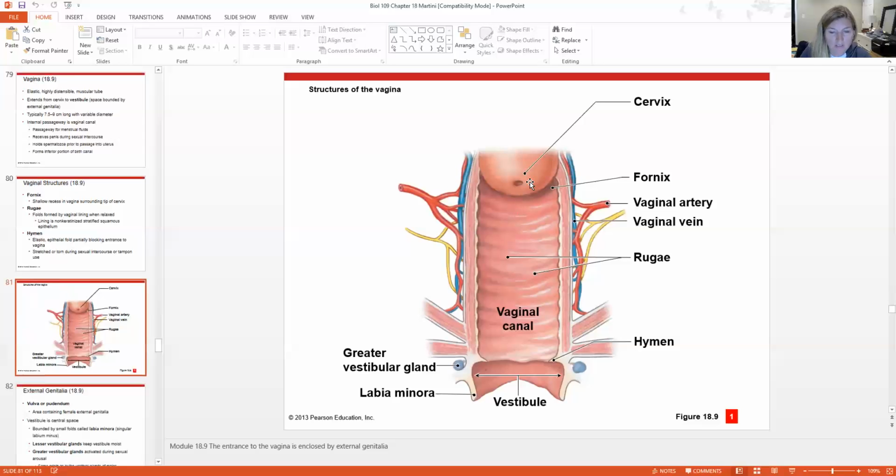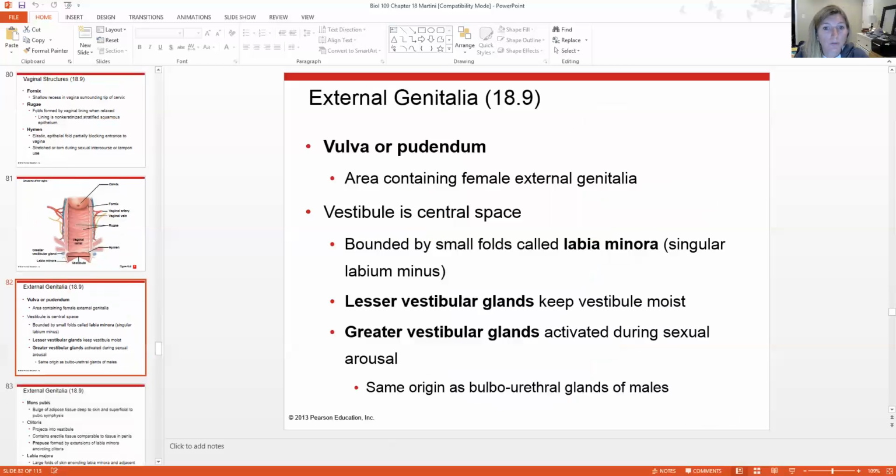See how the cervix kind of dips into the vagina. And then there's some glands that are associated with the vagina as well. The vestibular glands, they are for vaginal secretions. The vulva, or pudendum, this is the area containing the female external genitalia.